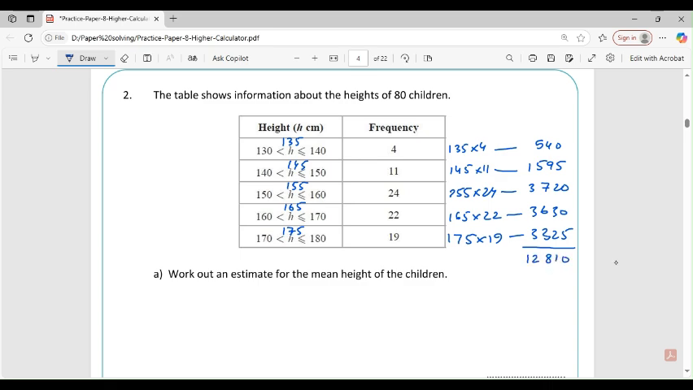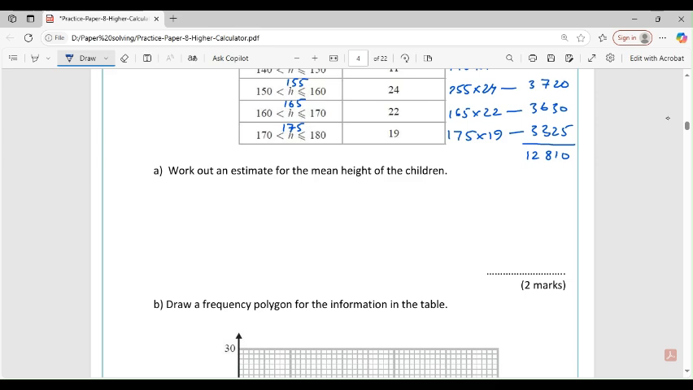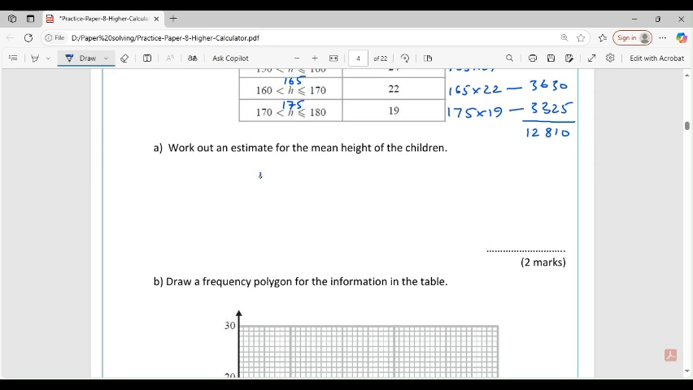12,810. And since we need to find the mean height, we are definitely going to divide 12810 by 80. So you should get 160.125, as you might see on the calculator screen.